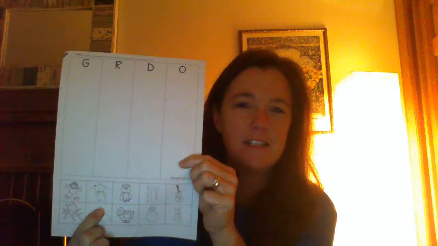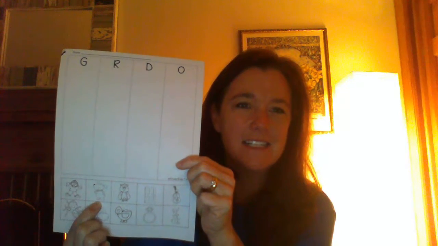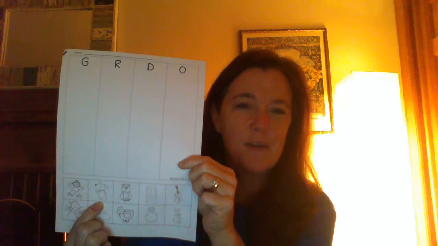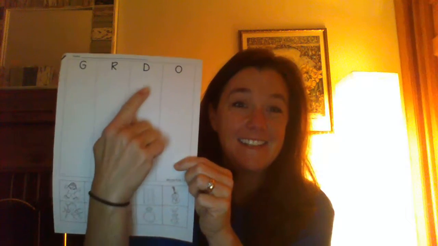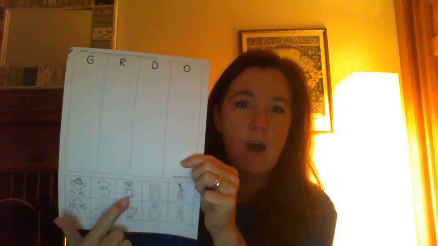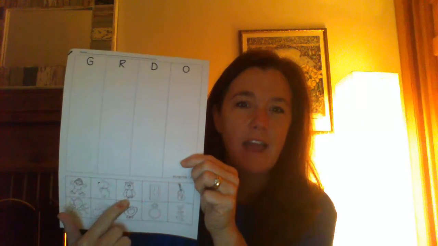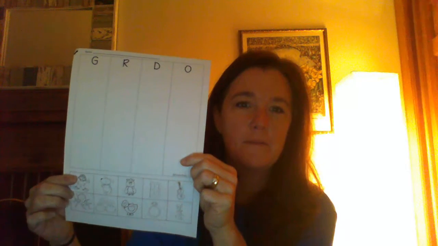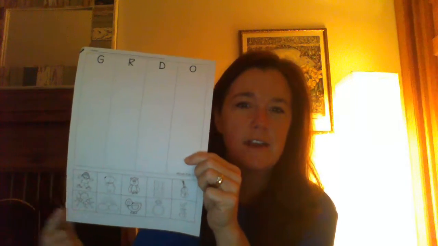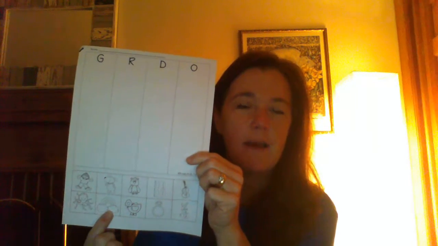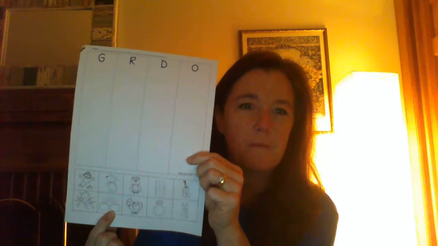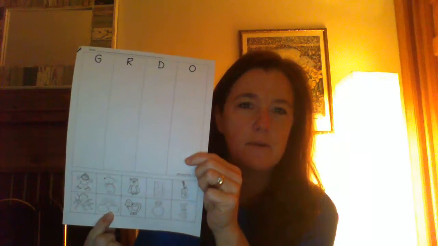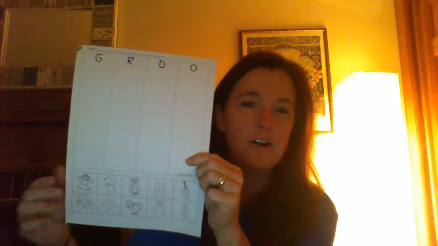The next picture is a dog. Dog. And that will go under the D. And then you have an owl. Owl. And that's going to go under the O. Then let's look down here. How about the rainbow? Rainbow. So that will go under the R.